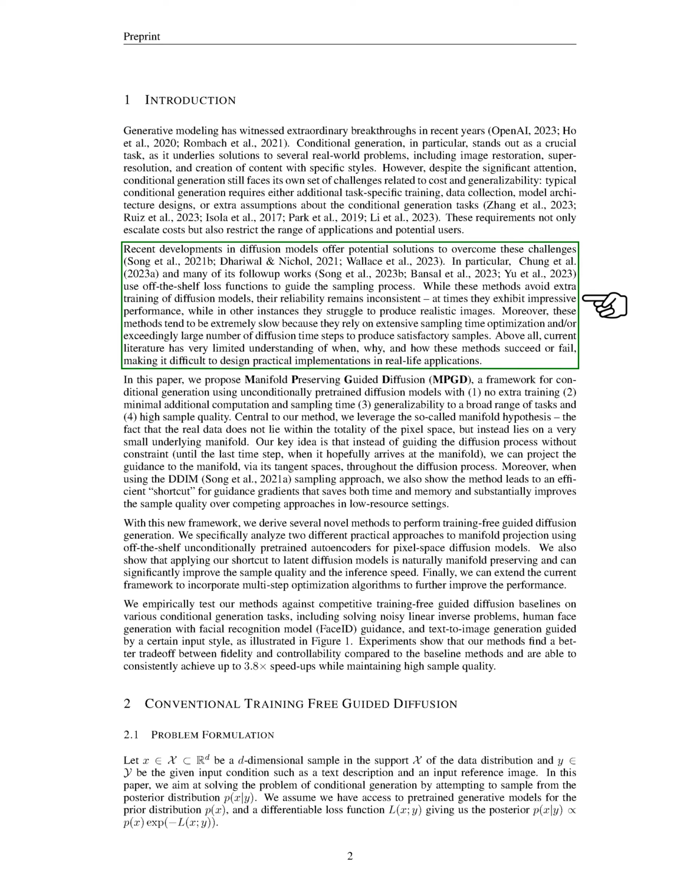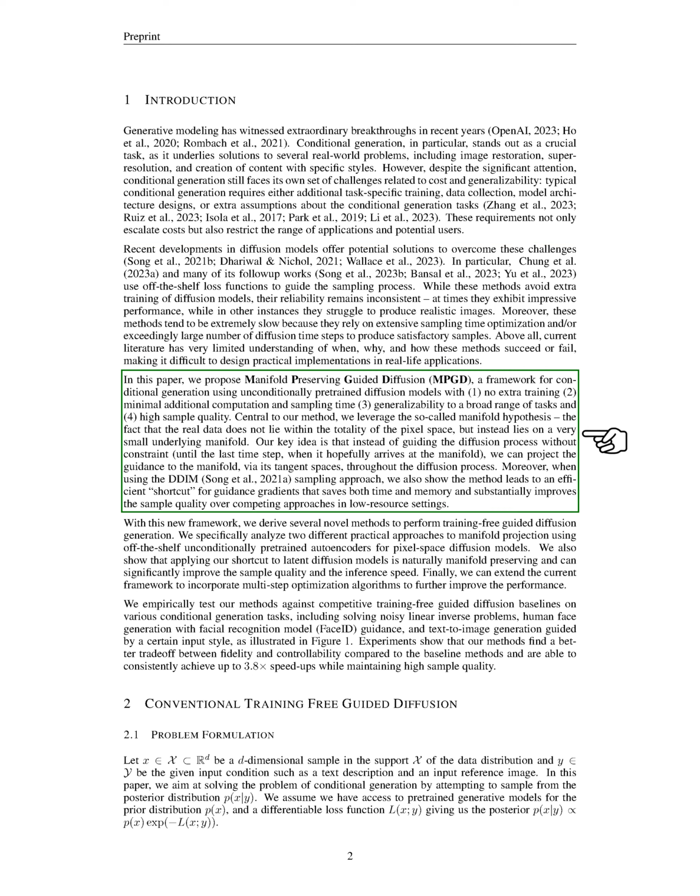Recently, diffusion models have emerged as a potential solution to these challenges. These models use standard loss functions to guide the sampling process. While they avoid extra training, their reliability can be inconsistent. Sometimes they perform impressively, but other times they struggle to produce realistic images. They also tend to be slow because they rely on extensive sampling time optimization and a large number of diffusion time steps to produce satisfactory samples. Furthermore, we don't fully understand why these methods sometimes succeed and sometimes fail, which makes it hard to design practical implementations for real-life applications.